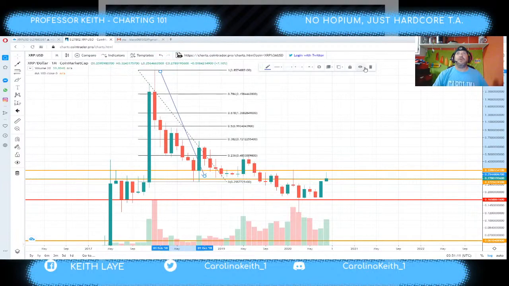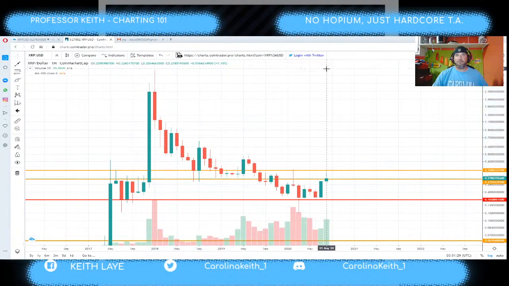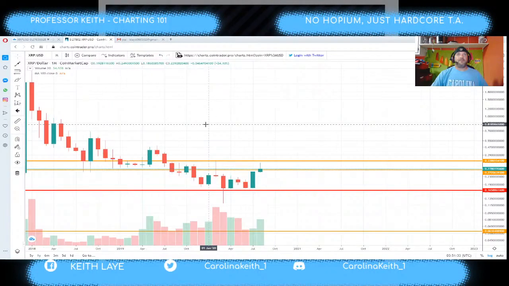The good news here is we didn't do anything more than slap the 382 and go right back to support. However, right here, we lost support. So let's erase this fib set and do another one.